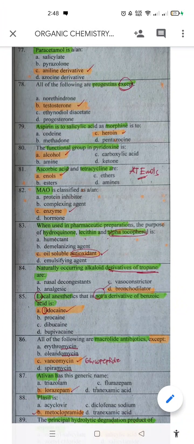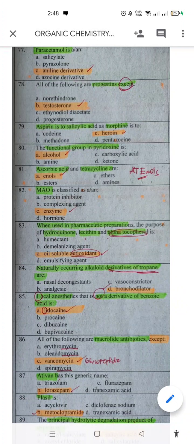They are classified as an enzyme. Monoamine oxidase is a mitochondrial enzyme found in neural and other tissues such as the gut and liver. Number 83, when used in pharmaceutical preparation, the purpose of hydroquinone, lecithin, and alpha tocopherol is as oil-soluble antioxidant.